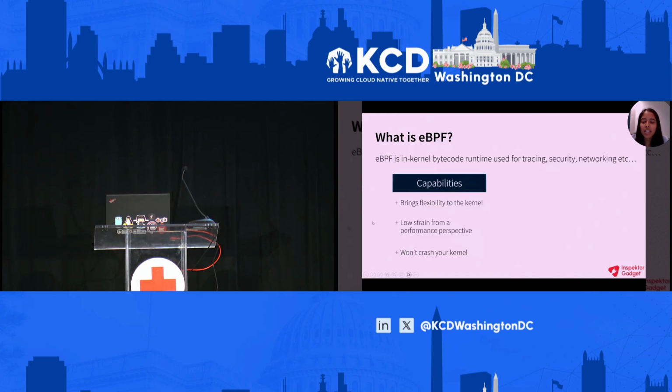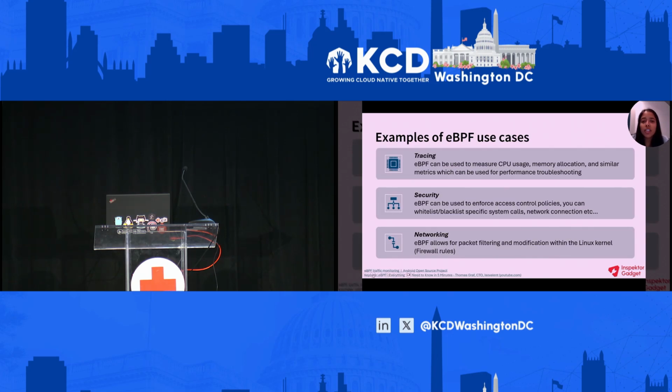So what is eBPF? eBPF is an in-kernel bytecode runtime used for tracing, security, and networking, among other things, on Linux. What's cool about eBPF is that it brings a lot of flexibility to the Linux kernel, and you can make changes to the kernel without having to wait for a new kernel release. Additionally, it has a very low strain from a performance perspective because it uses a just-in-time compiler approach, and it won't crash your kernel. eBPF programs run through a verifier to ensure they're safe.